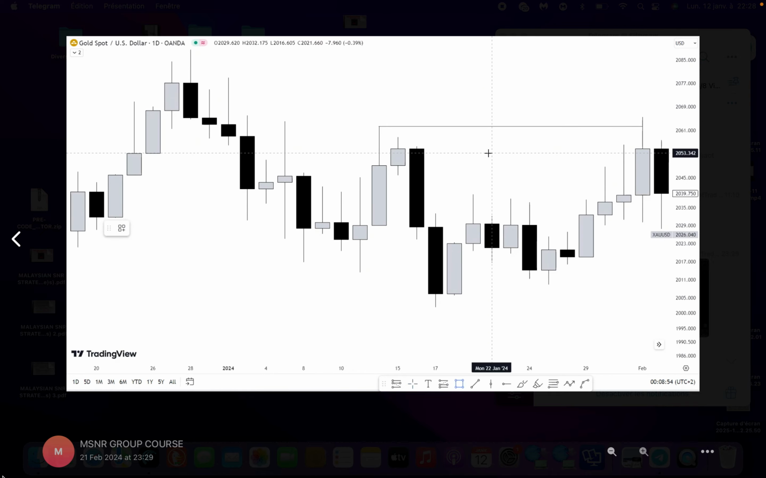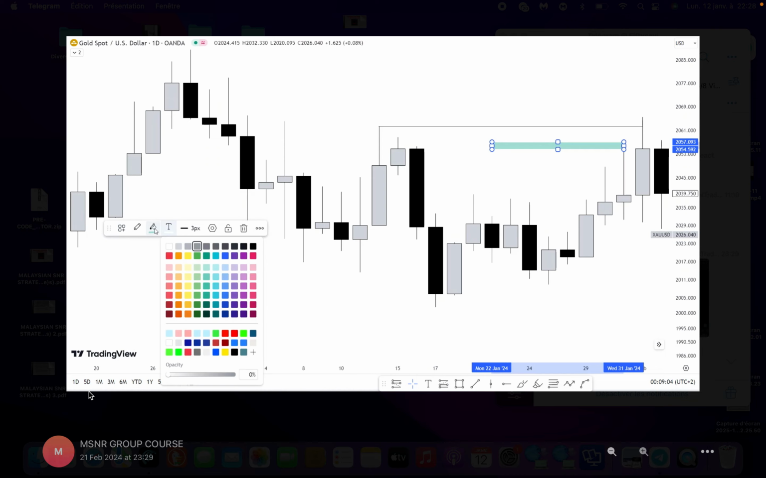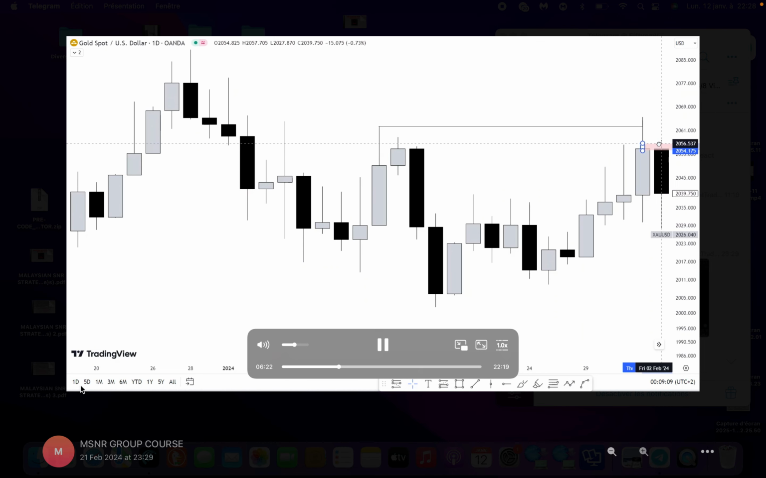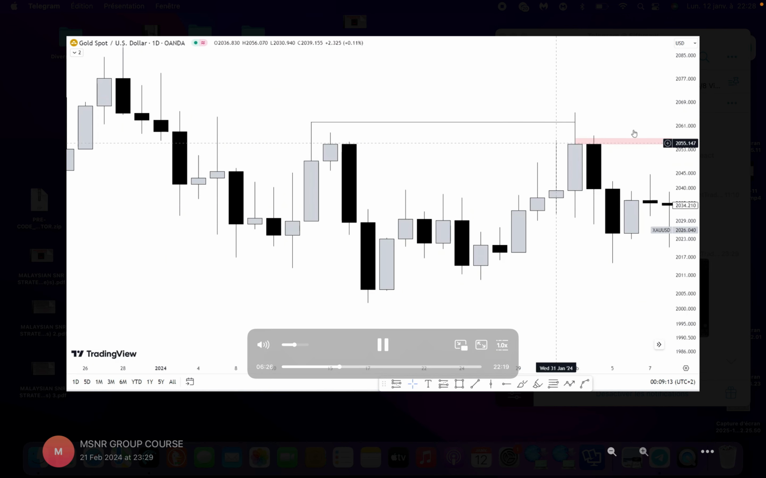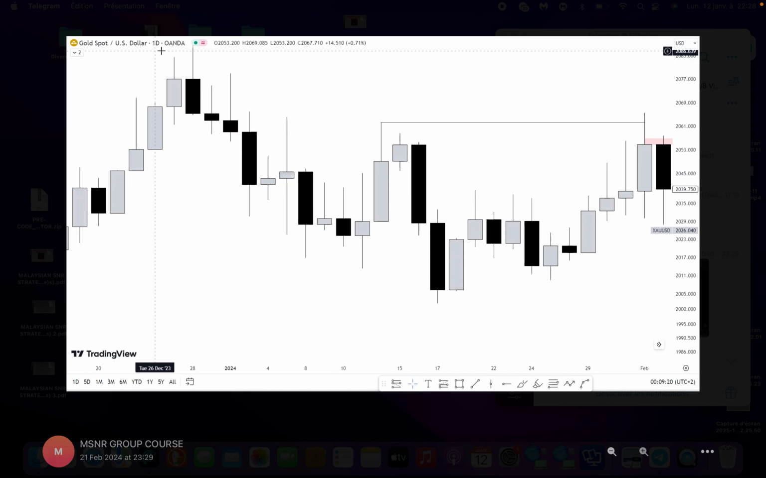So ideally, that's how you're going to mark it up. Range, fresh POI, change it to this one. Gonna mark it up like that, and then you'd anticipate a seller from here, right? But what happens next? And this is the daily, right?